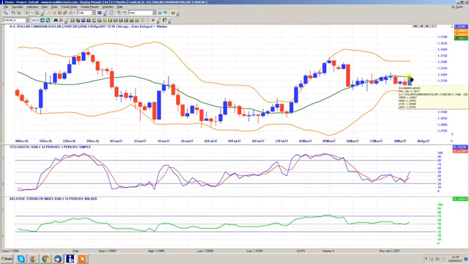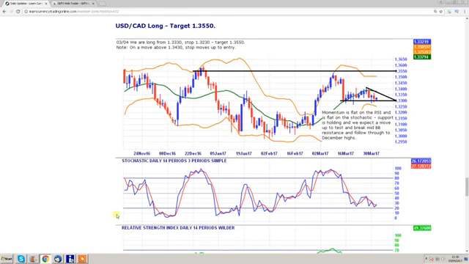Right, she's nearly at 134. Well, she touched 134. Strong candle. I'm hoping she'll follow through to get above 134.30, and then I can move my stop up. From the perspective of our target, 135.50 is the first target. The second target on the weekly chart is 140.